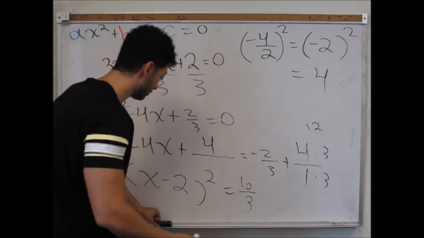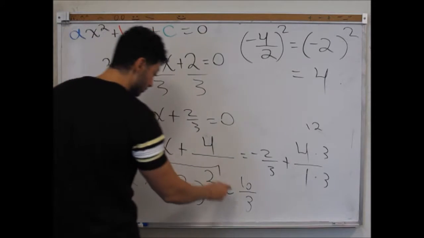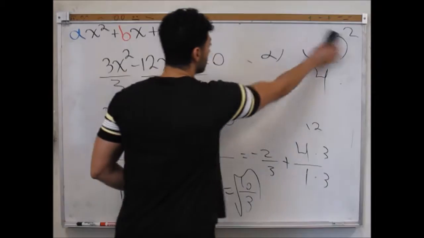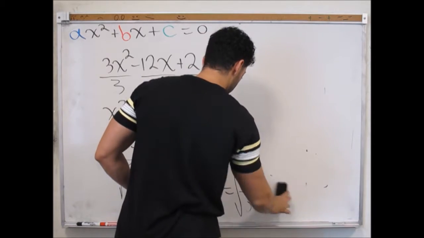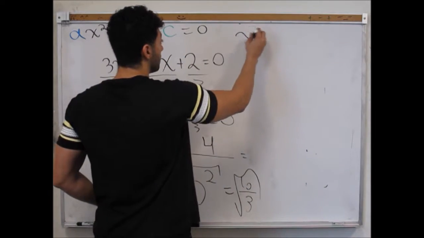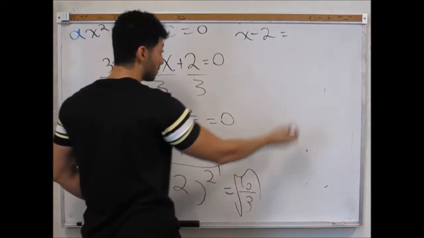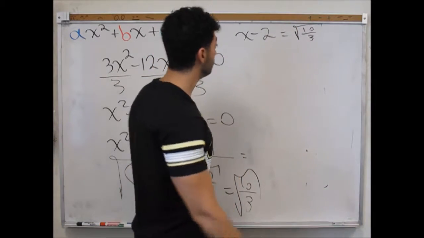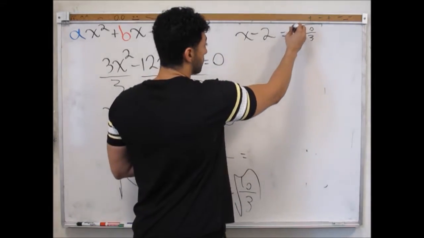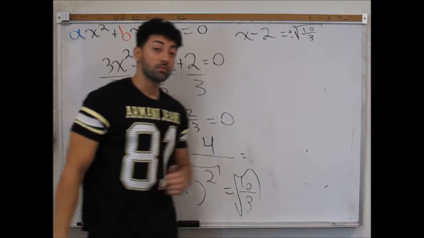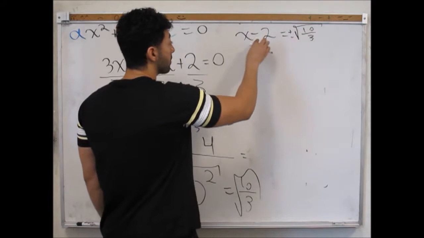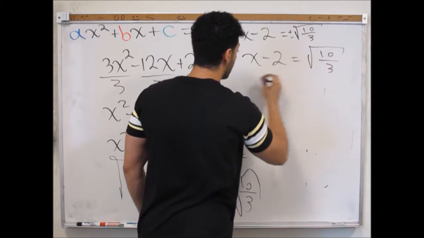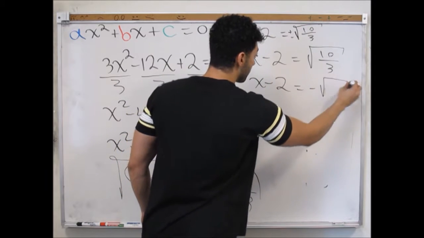Now it's looking like the extraction of roots type. So we're going to take the square root of both sides. So then we come up here and we get x minus 2 equals the square root of 10/3. There's nothing that could pop out of that. But it's plus or minus, right? When I take the square root, you guys almost got me. So then we got x minus 2 is equal to the positive version of that, and then we got x minus 2 is equal to the negative of that.